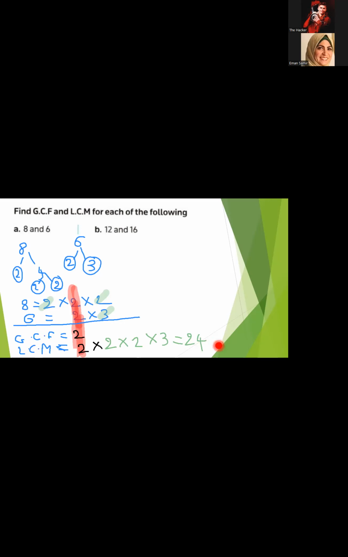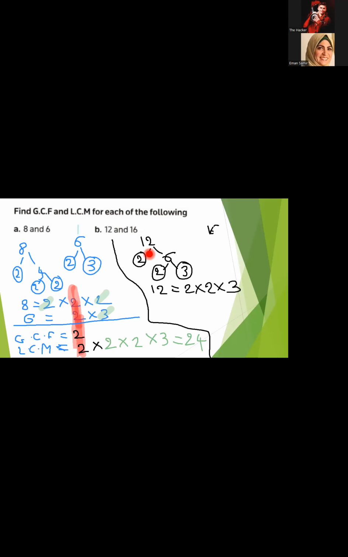Again, we can deal with this other example, 12 and 16. Making my prime factorization of 12, I found that 12 is an even number, so I divide it into 2 and 6. Again, I can divide 6 into 2 and 3, correct? I write it as 12 equals 2 times 2 times 3. So I make the prime factorization of 12 into 2 times 2 times 3. I write it in this line.